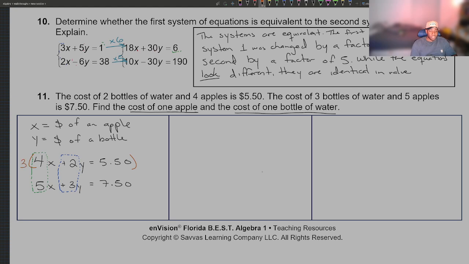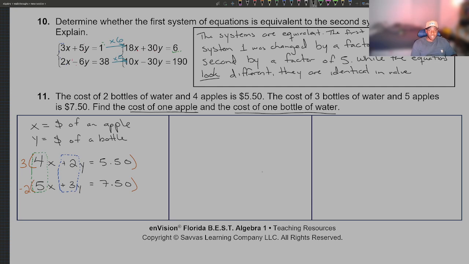And because I want to make this setup to add when we eliminate, right? We want to set this up to cancel out with addition. I'm going to multiply the bottom by -2, right? So everything in the top equation gets multiplied by 3. Everything in the bottom equation gets multiplied by -2. We're going to take this to the next box, and we're going to actually do that multiplication.